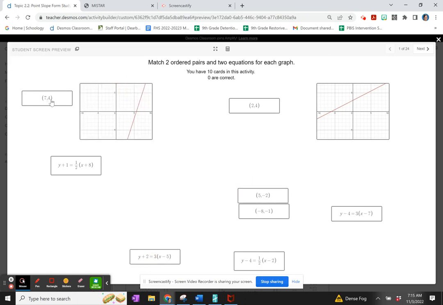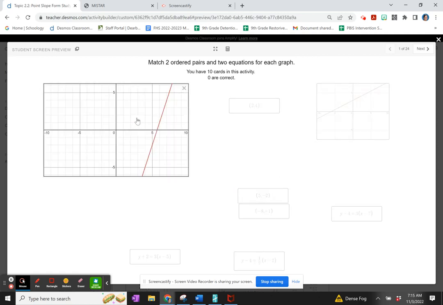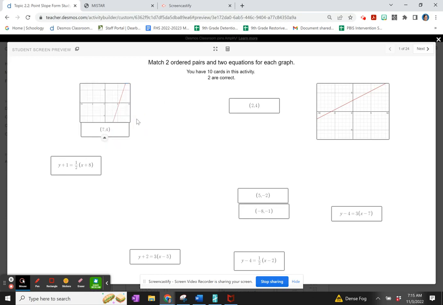So I see 7, 4. What I'm going to do is click on the graph and go to 7, 1, 2, 3, 4. And 7, 4 is actually on this graph. So I'm going to click it with it.